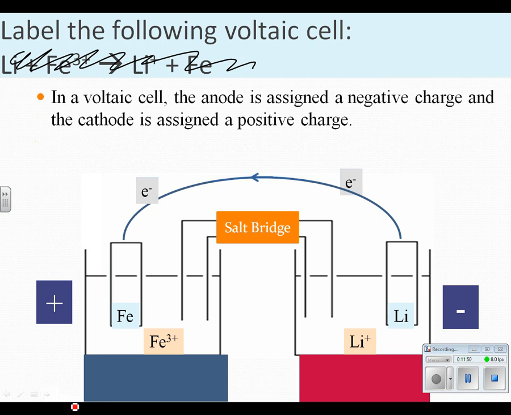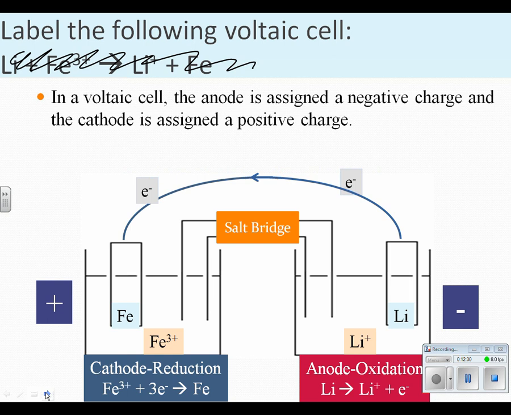So in a voltaic cell, the anode is assigned as a negative charge, which should make sense because if it's giving away negatives, then it must be negatively charged, and the electrons are always going to flow away from the negative charge. So the anode gets the negative charge, and the cathode gets the positive charge, because electrons want to travel to the positive end. Opposites attract, so these will repel each other, and these will attract, and that's why they go in this direction.